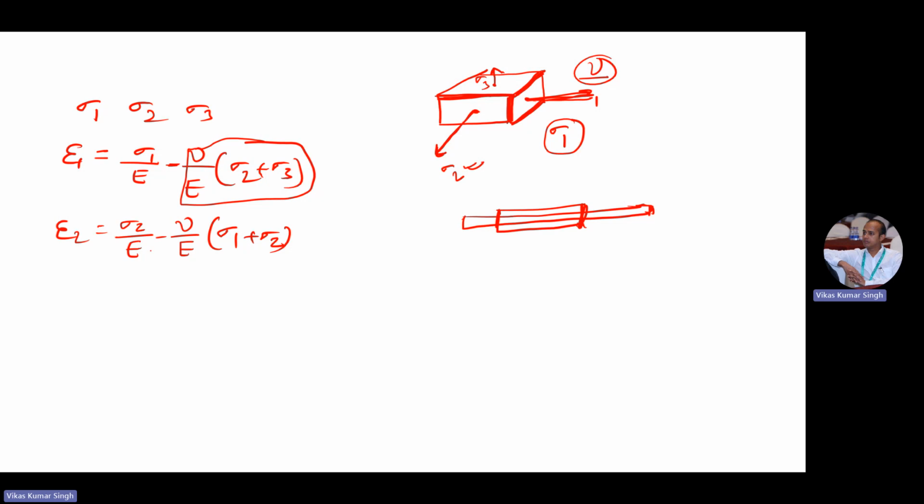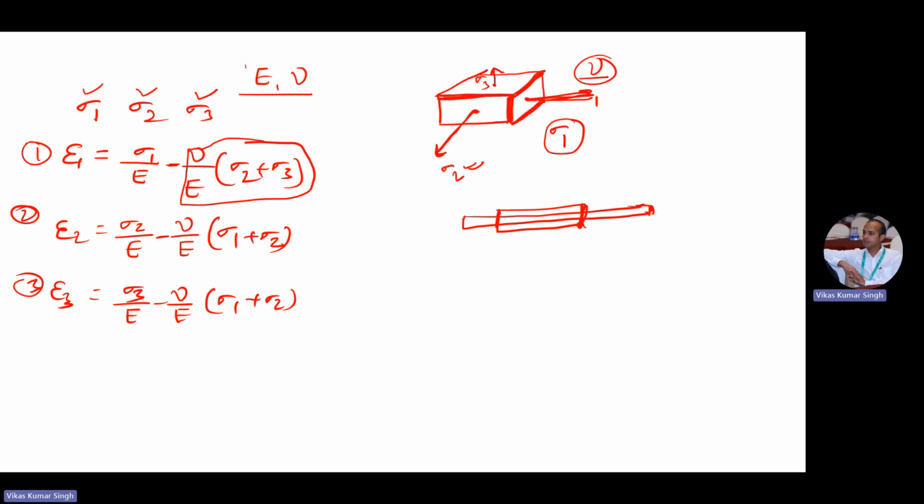So same, that's why this minus is coming. And epsilon 3 will be sigma 3 by E minus nu by E into (sigma 1 plus sigma 2). So these three are the strain in three directions due to sigma 1, sigma 2, and sigma 3. E is the Young's modulus, nu is the Poisson's ratio.